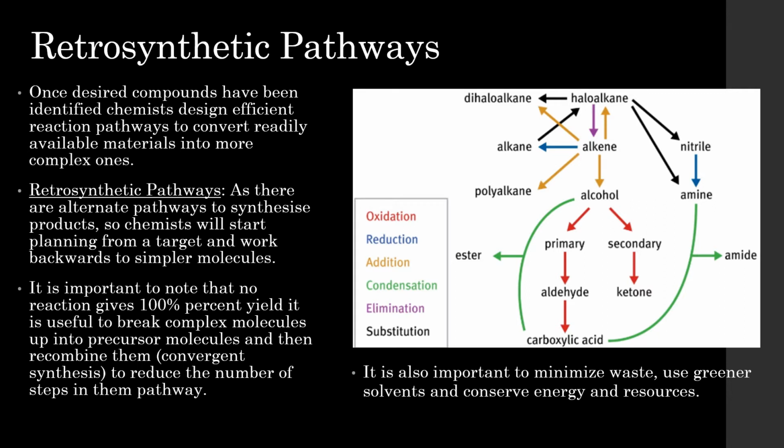It's important to note, though, that no reaction gives 100% yield. So it's useful to break the complex molecules up into precursor molecules and then recombine them. That's convergent synthesis, to reduce the number of steps in the pathway. Now, it's also important to minimize waste. It just makes good efficiency, doesn't it? Use greener solvents, so there's less harm to the environment, and conserve energy and conserve resources.